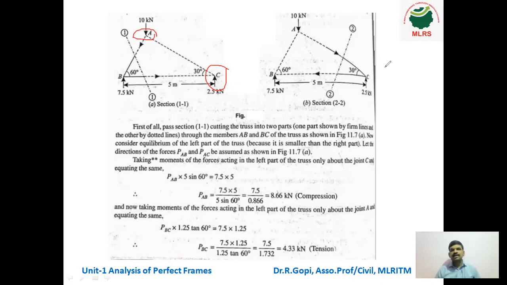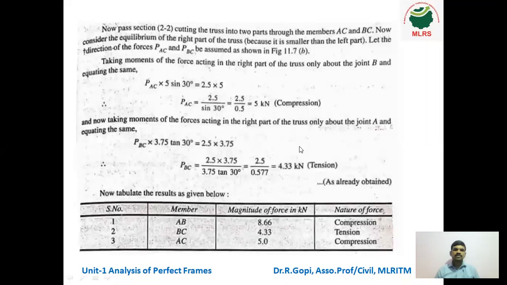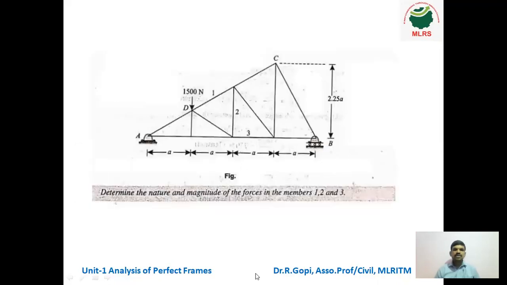Okay, so I cut it here. For calculating the AC member, I have to take moment at B. Okay, so resolve the forces, you can easily calculate the member forces. So these are the answers. Okay, so you can see here another simple problem.